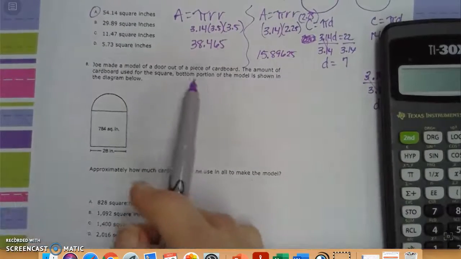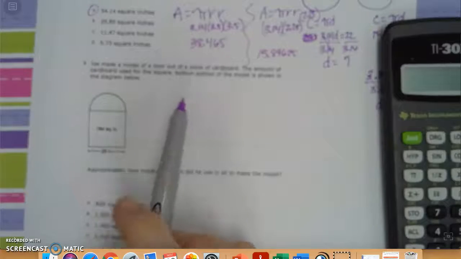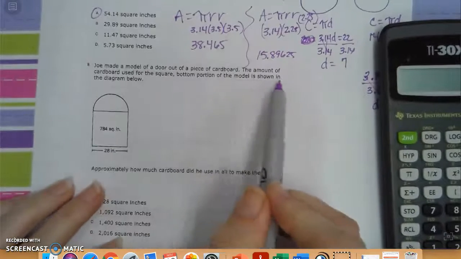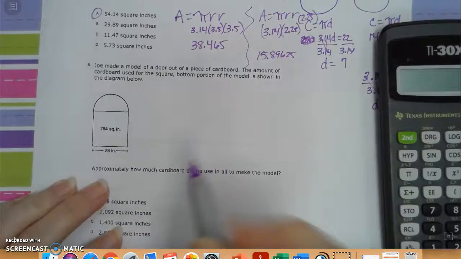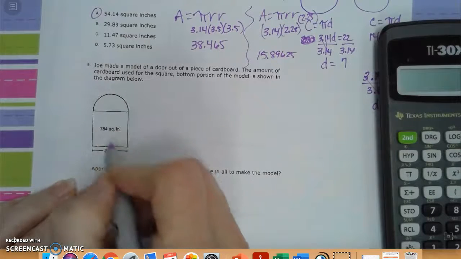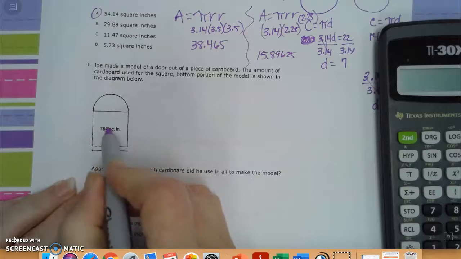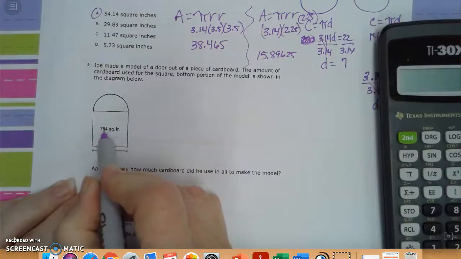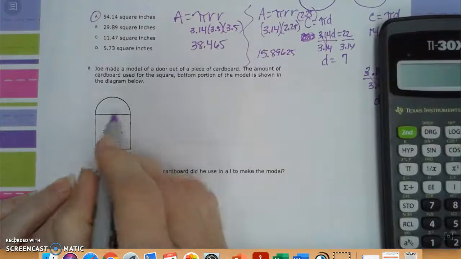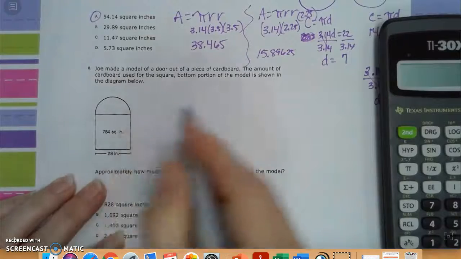All right, Joe made a model of a door from a piece of cardboard. The amount of cardboard used for the square bottom portion of the model is shown in the diagram. Well, again, we're dealing with circles. So it already tells us the square, we don't have to figure that out. We only have to figure out this half of a circle.